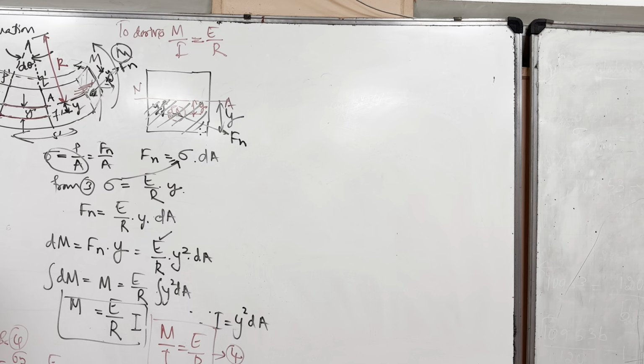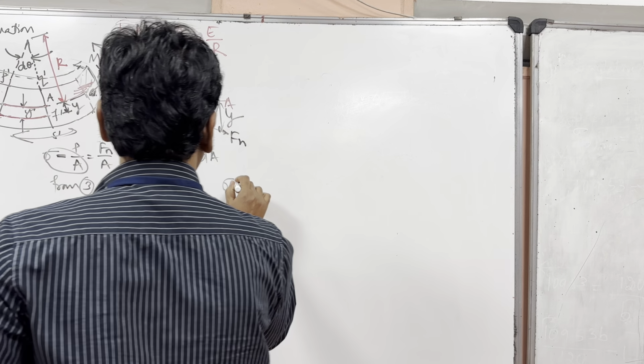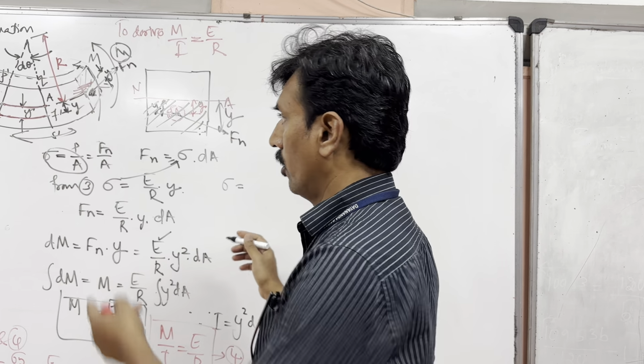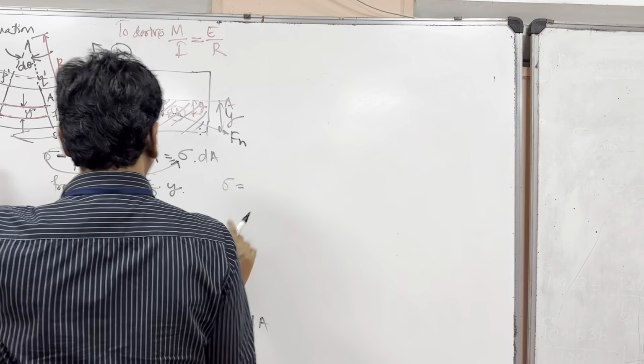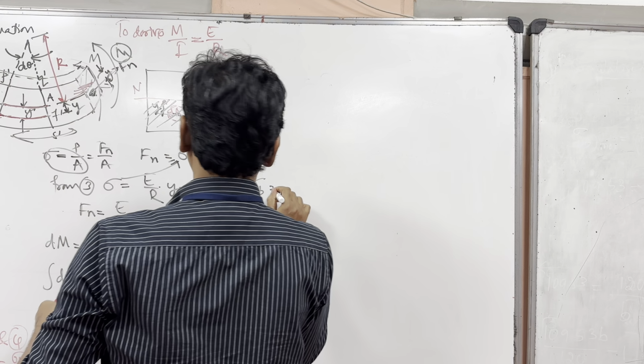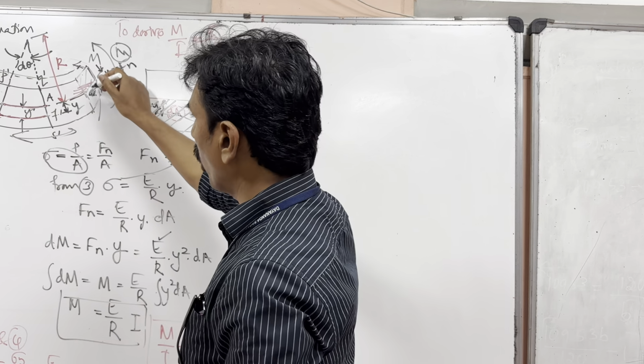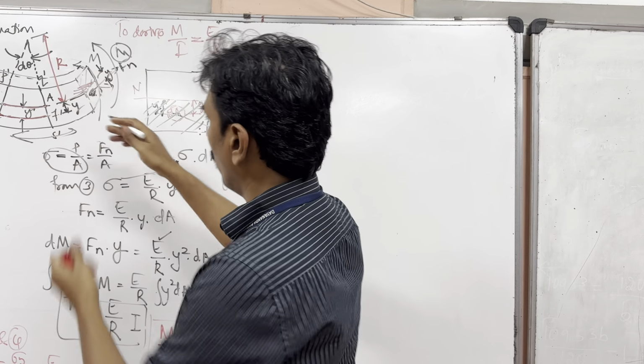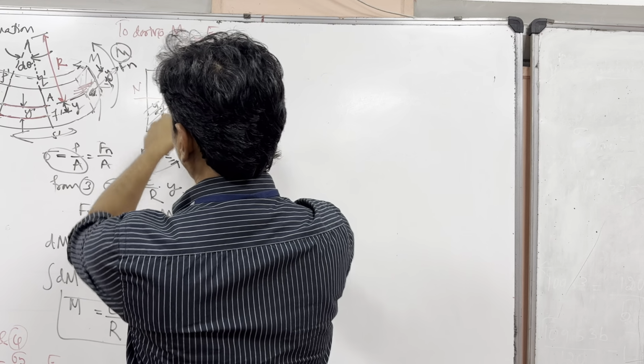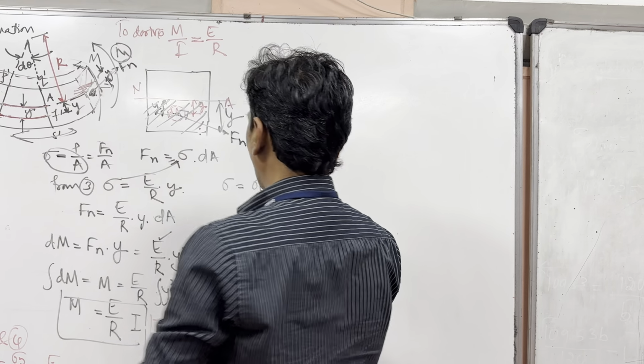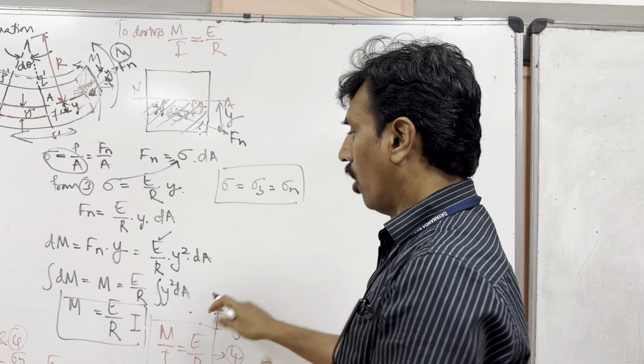I think people may be confused. Where did the sigma B come from? Guys, this sigma is the stress, and since the stress is due to bending, I call this as bending stress, and that bending stress is always normal to the surface. Normal means what? It is always perpendicular to the surface. So it is sigma n. All these are same.